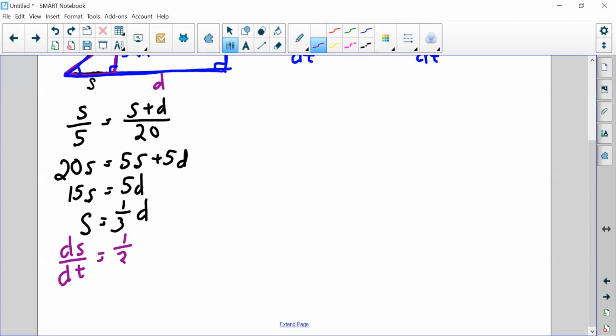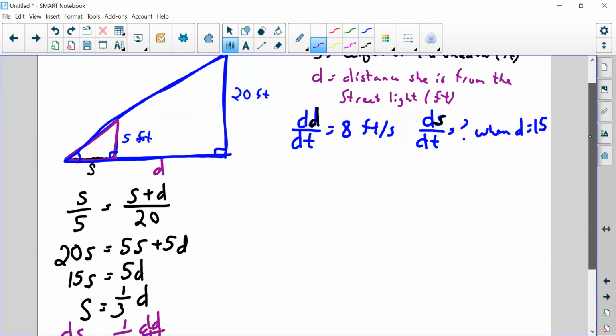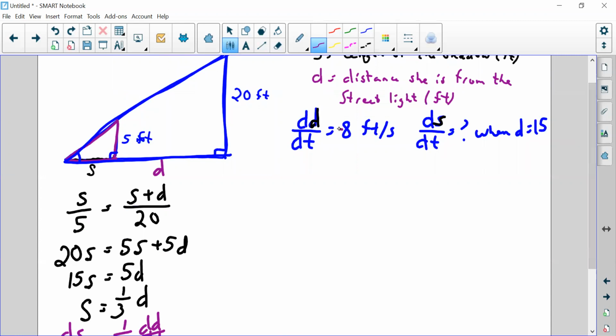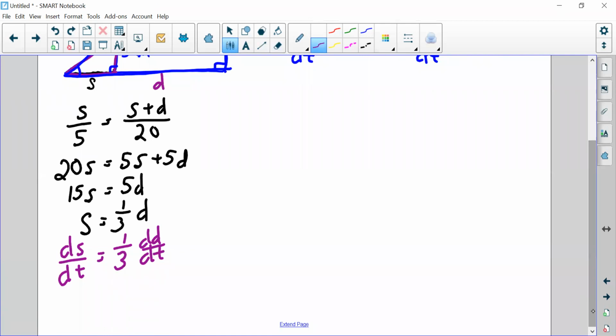dD/dt is 1/3 dD/dt. Okay, plug in information I know. I know dD/dt is 8. Technically, it is actually -8 because she's moving closer, and so that distance is decreasing as she gets closer to it. So I'm going to actually plug in a -8.